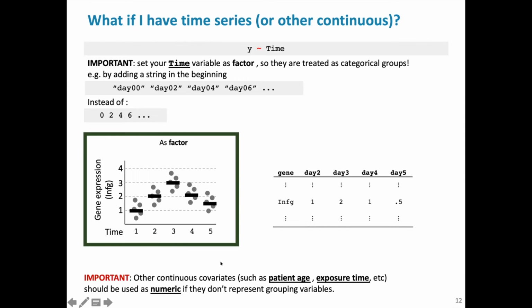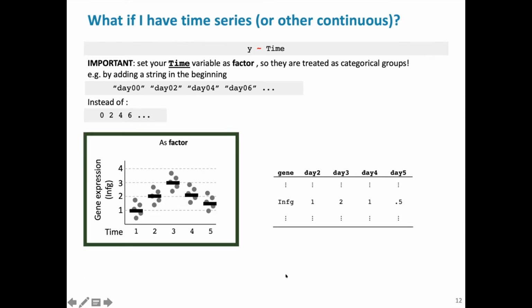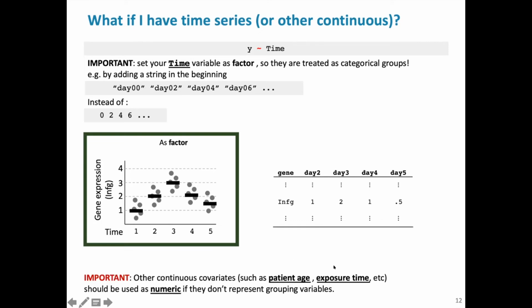But the problem is that sometimes there are other variables, for example, patient age, exposure time, or if you have very complex data sets, those measurements are not making a group, because you're not grouping the patients based on the age, but you want to consider the patient age in your differential expression. Then you should leave those as numeric. If you have the patient age or some kind of exposure time, and there are many other variables that also follow this trend, in those cases, you should leave them as numeric.